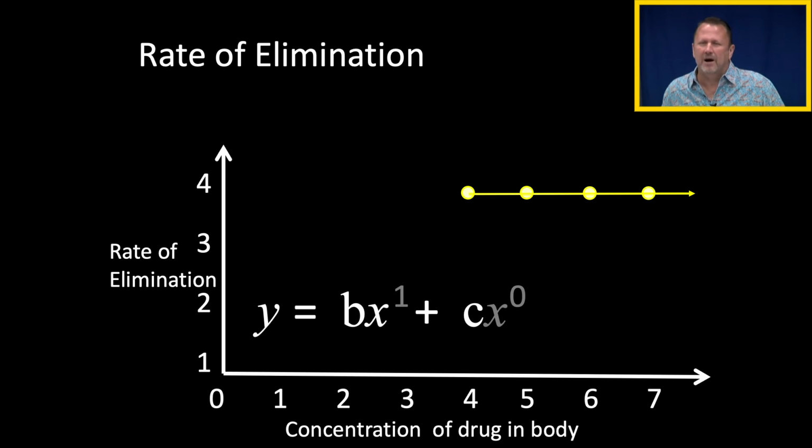Now we can turn our y is equal to 4 by going through this linear equation. All right, so y is equal to b times x to the first power. If I make b equal to 0, that completely eliminates x to the first power. And so now I have y is equal to c times x to the 0 power. And remember, x to the 0 power is just quite simply 1.